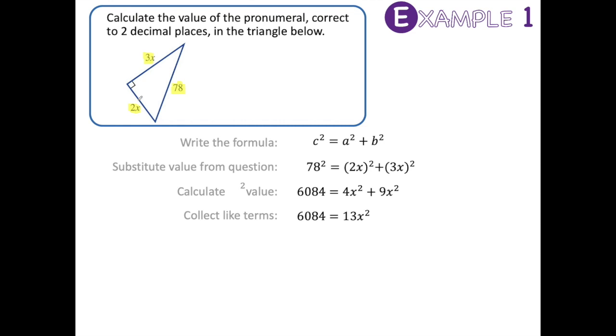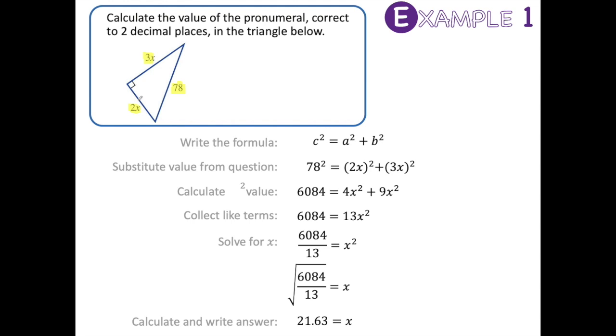Now I can rearrange that equation and be able to solve for a value for x. First, I need to go ahead and divide both sides by 13. So 13x squared divided by 13 and 6,084 divided by 13. So that gives me a value for x squared. Now to get x by itself, I need to square root x squared. So I need to do that to both sides. So my x value is going to equal the square root of 6,084 divided by 13. So putting that into the calculator, my x value is going to be 21.63. So that's an example of how we can find an unknown variable using Pythagoras' theorem.